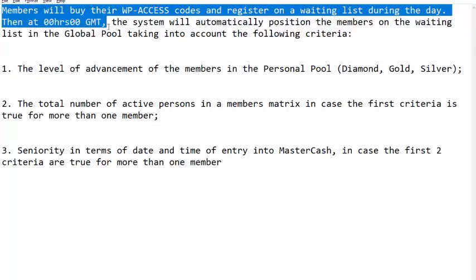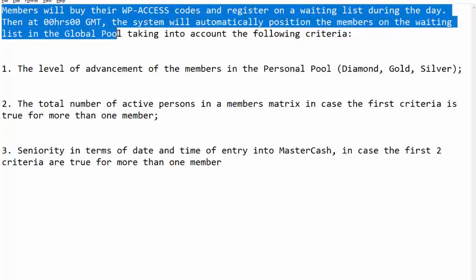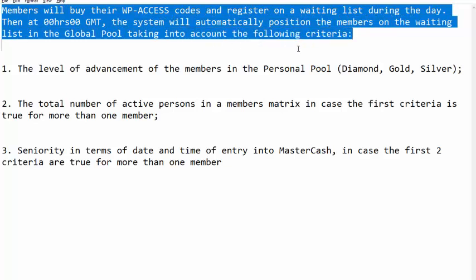So members will buy their World Pool access code and register on a waiting list during the day. Then at 12 midnight, the system will automatically position members on the waiting list into the global pool, taking into account the following criteria. Every member will be expected to buy his code and then enter it in his back office, save to his account during the day. Then at midnight, the system will pick these people who have entered their coupons at the end of the day and enter them into the global pool automatically based on these three simple criteria.